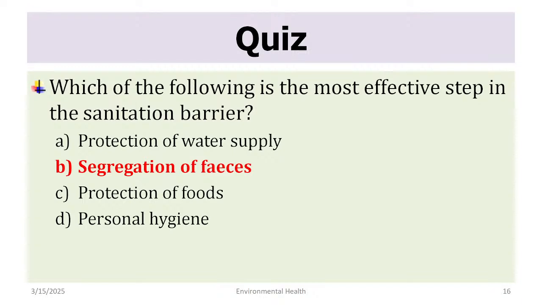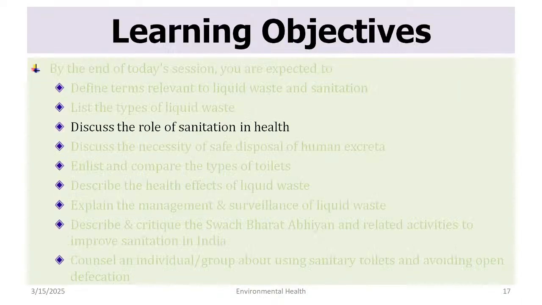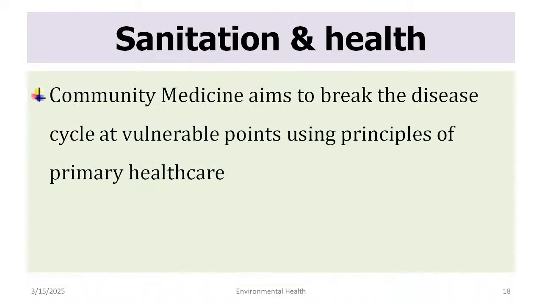What proportion of health diseases which is caused by poor sanitation can be prevented? So we have that answer. We have some number. I'll show you. So you should be able to discuss the role of sanitation. How? So sanitation and health.